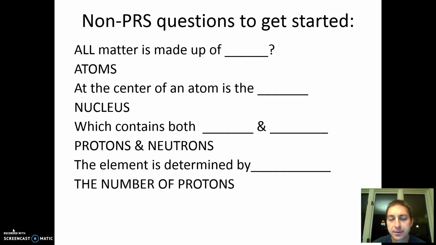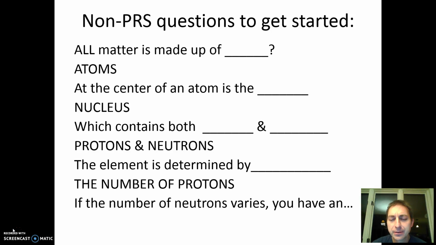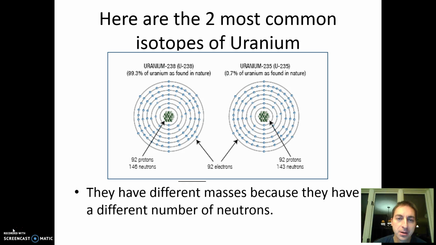So it's the number of protons that determines it. And if you vary the number of neutrons, you're going to get what we call an isotope. So that's just as a reminder of some of the different terms that are relevant here. So let's consider what happens with uranium, which is the substance that we use for nuclear fuel.